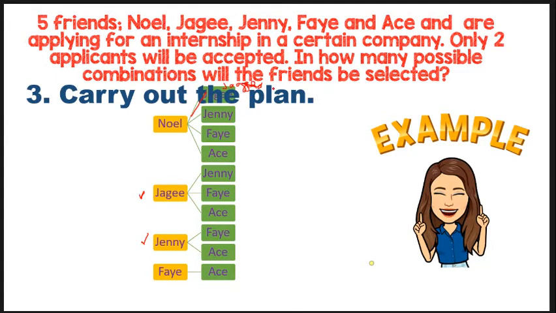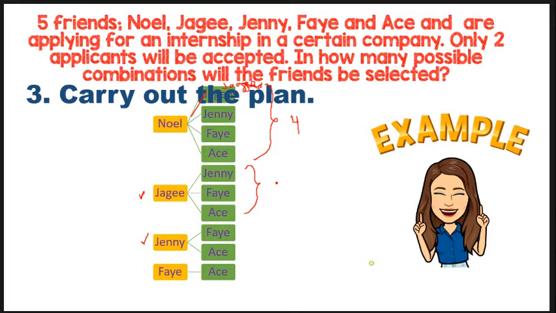Now let's count the number of possible combinations in which these 5 friends can be selected, or 2 out of these 5 friends can be selected. So first, taking Noel as one of the applicants to be selected, you can have 4 possible combinations. Noel paired with the other 4.